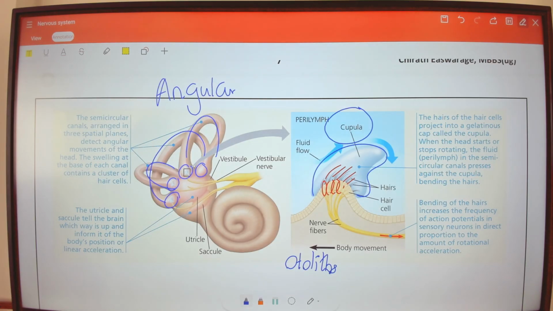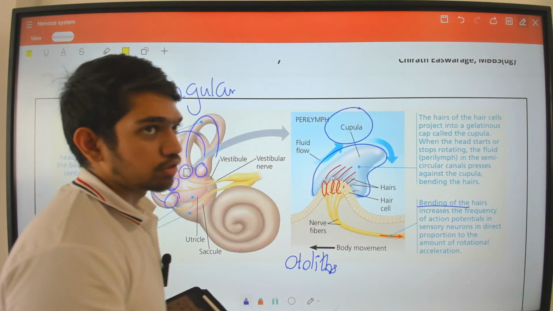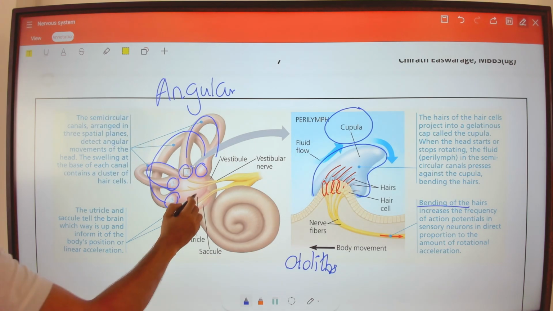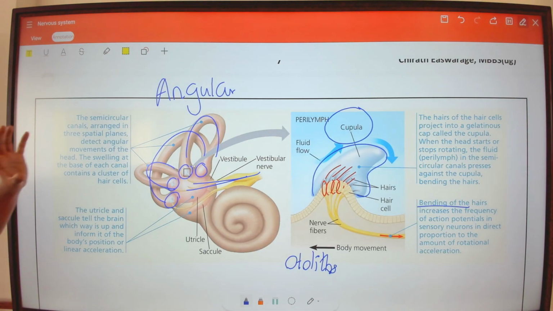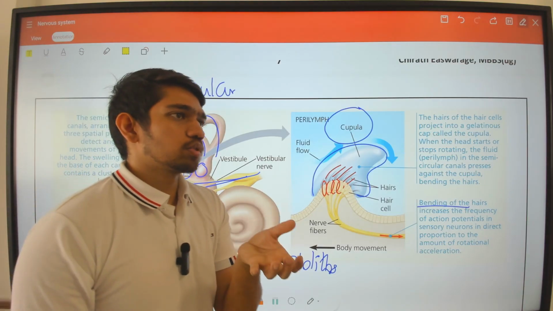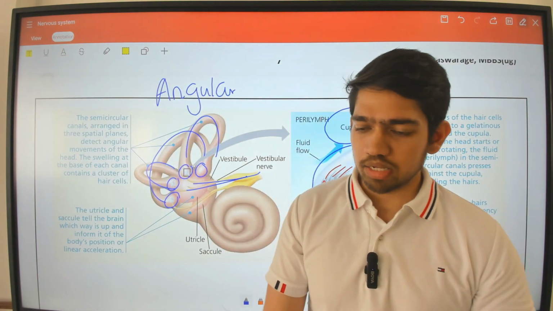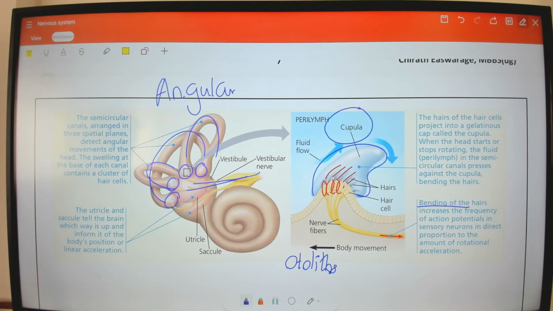That is why nerve impulses are generated. The bending of the hairs causes nerve impulse generation, and that signal will be transmitted along the vestibular branch of the vestibulocochlear nerve to the brain, mainly your cerebellum. The cerebellum asks for this information because it is involved in the maintenance of balance. So the cerebellum has a supply from the vestibulocochlear nerve.